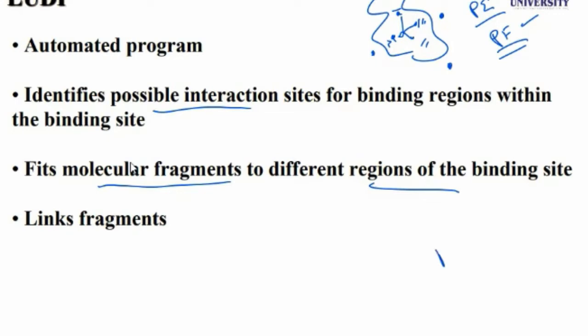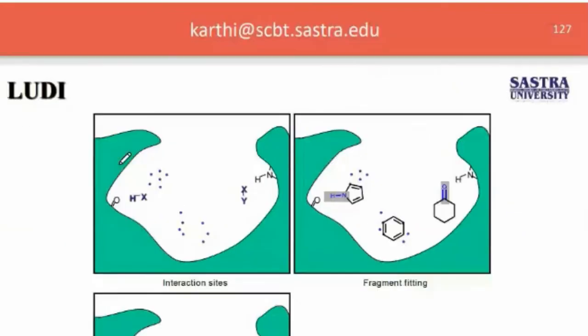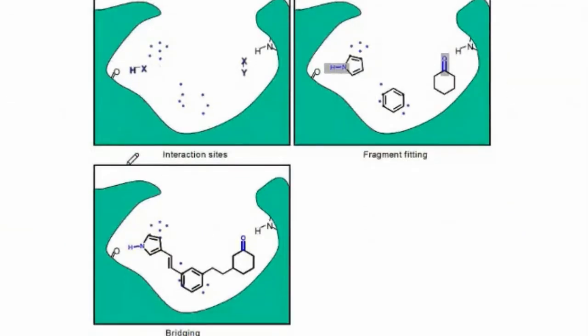Different fragments will be fitted inside the binding site, and then later each fragment will be linked. Some functional groups will be used for linking the fragments. These are the basic major steps of the LUDI algorithm, and we'll see more detail. This is a pictorial representation of what I discussed so far. We have three major steps in the LUDI algorithm, and this is the first step.